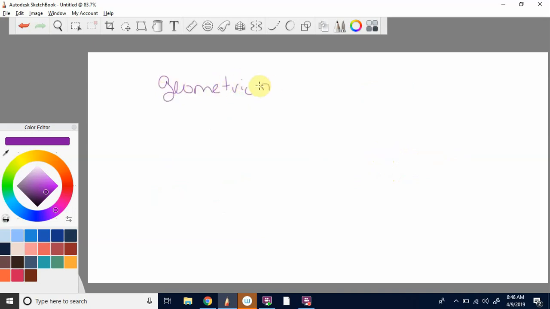What does geometric mean? Just like arithmetic means, geometric means are the term or terms between 2 non-consecutive terms of a geometric sequence. So let's look at example 3. They want us to find 3 geometric means between 2 and 1250. Okay, so they tell us there's 3 values in between here. So we're going to write our lines. This is term 1, this is 2, 3, 4, and this is term 5.